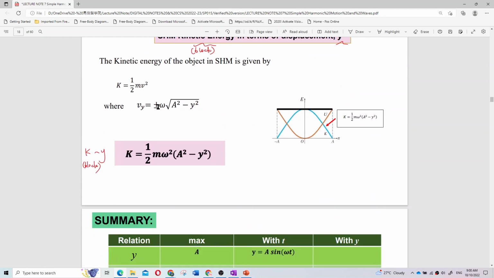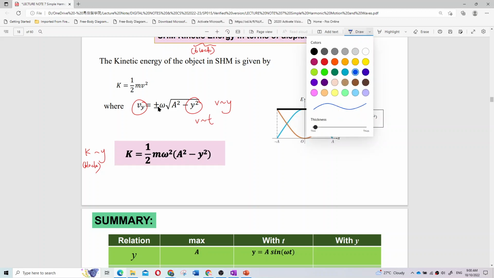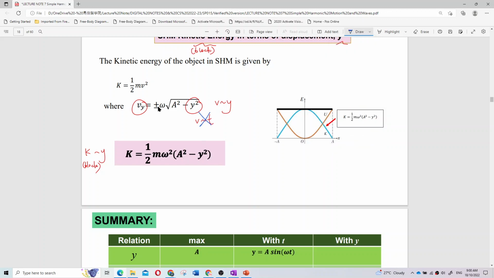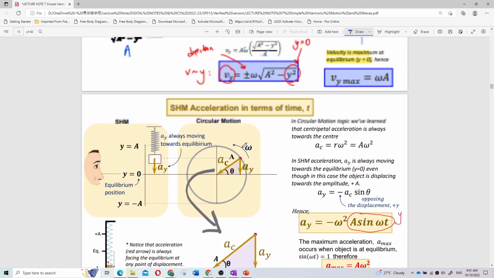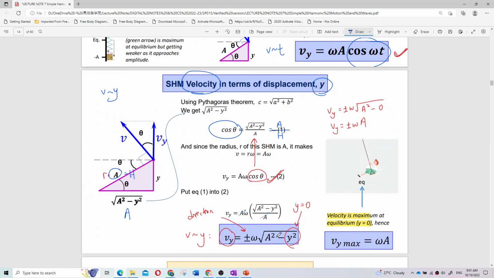This is actually what equation? Velocity versus displacement. This is not the velocity versus time equation. It's the velocity versus displacement equation. Because we have two formulas already, velocity versus time and velocity versus displacement, we use this one to derive it. It comes from here.